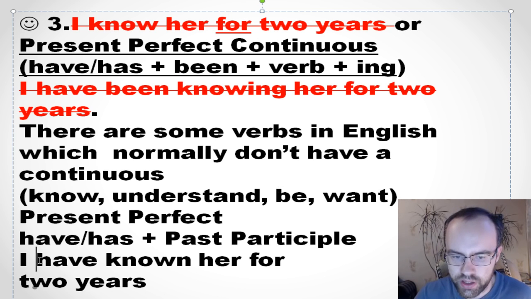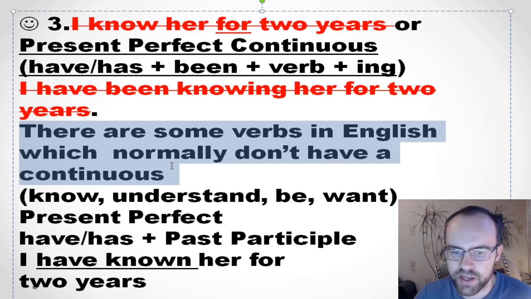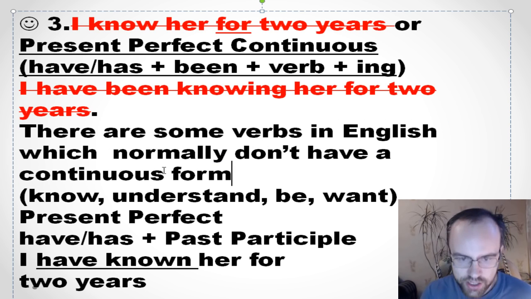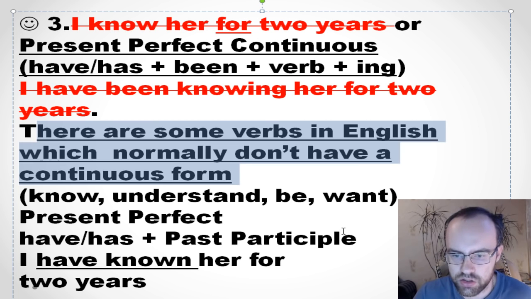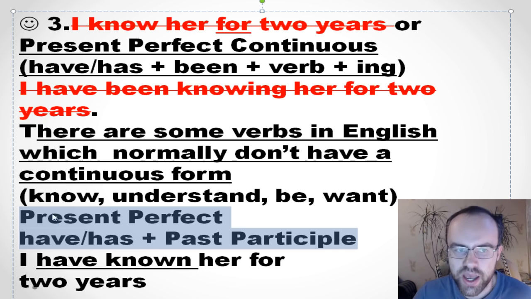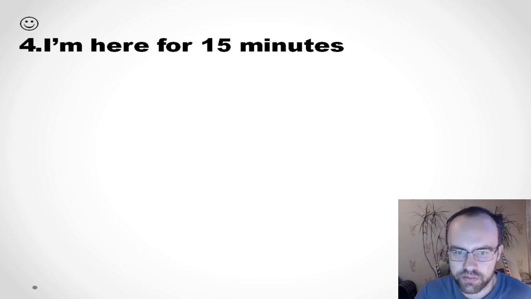Only this way. So you have for, and you think that you need to use present perfect continuous, but you can't, because there are some verbs in English which normally don't have a continuous form, like know, understand, be, want, okay? And you need to use present perfect. And you see the formation of present perfect, how we form this tense, okay? Have, has plus past participle. Okay, well done.